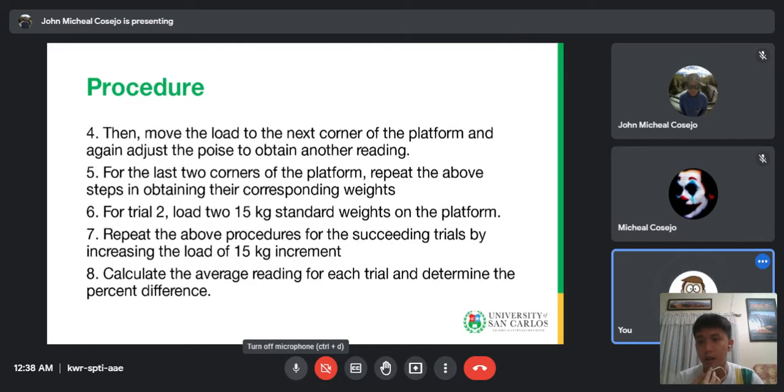Procedure number 4. Then move the load to the next corner of the platform and adjust the poise to obtain another reading. For the last two corners of the platform, repeat the above steps in obtaining their corresponding weights. For trial 2, load 15 kg standard weights on the platform. Then repeat the above procedures for the succeeding trials by increasing the load in 15 kg increments. Then calculate the average reading for each trial and determine the percent difference.